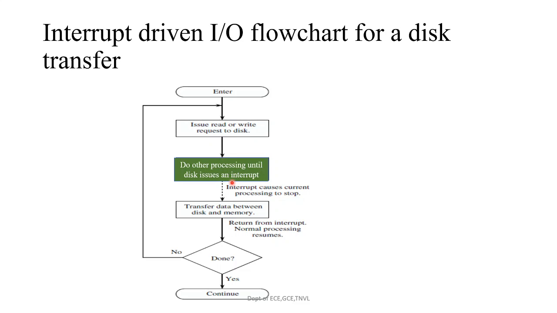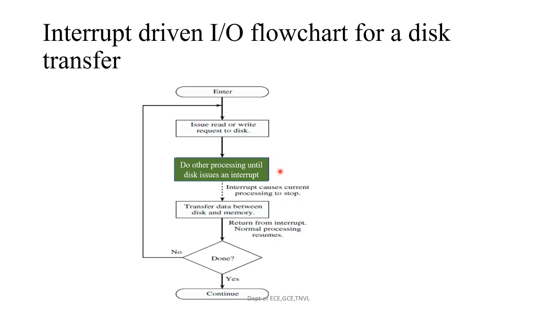So who gives the interrupt? The disk wants to interrupt, or the disk should say to the CPU, I am ready to read, or I am ready to write. So it passes the message via an interrupt. Once that happens, it comes to transferring data between the disk and memory. The interrupt causes the current processing to stop, and it transfers the data between the disk and the memory. On return from the interrupt, the normal processing resumes. Once it is done, if the normal process resumes, then it comes out of the process, otherwise the process continues. So this is how the I/O flowchart goes.